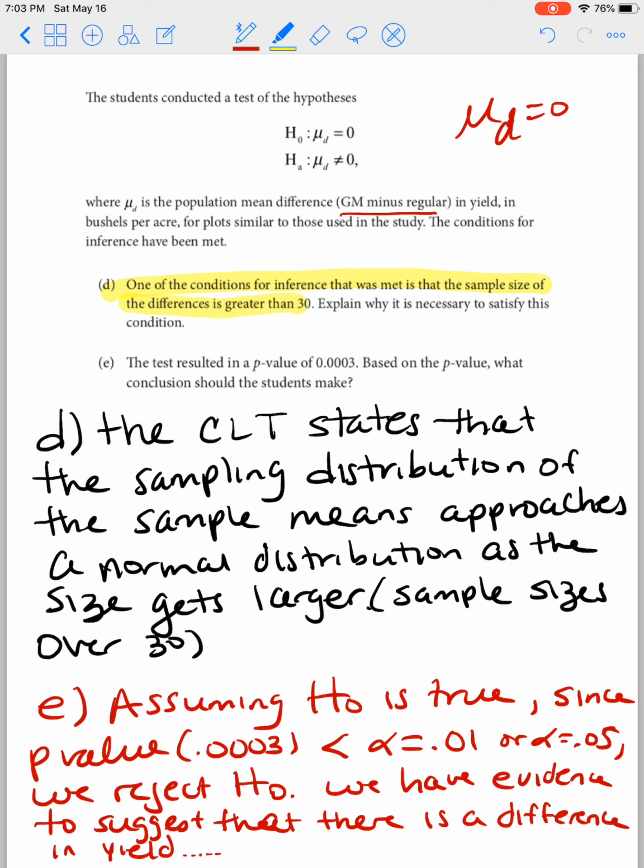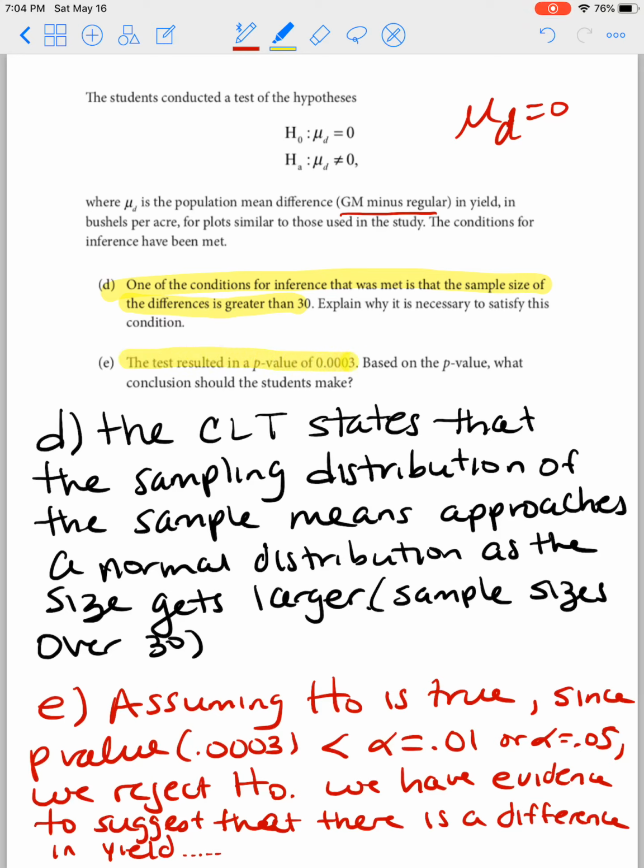Well, what I wrote here in the black ink was the central limit theorem states that the sampling distribution of the sample means approaches a normal distribution as the size gets larger. So in order to do this hypothesis test, guys, we need to make sure that the samples are random or randomly chosen or some sort of randomization, and then you need your n to be greater than 30 or higher, okay? So that's that.